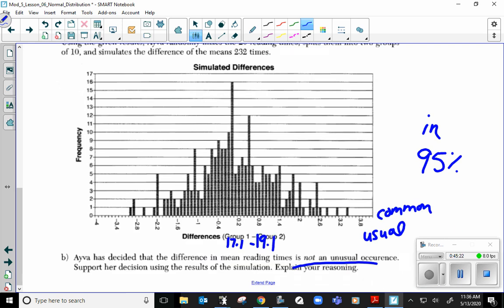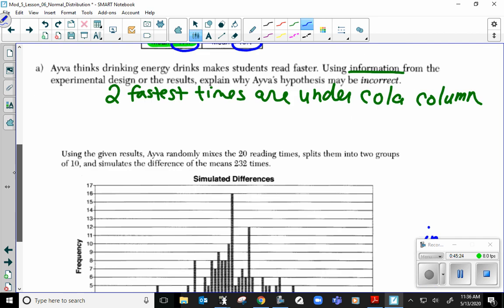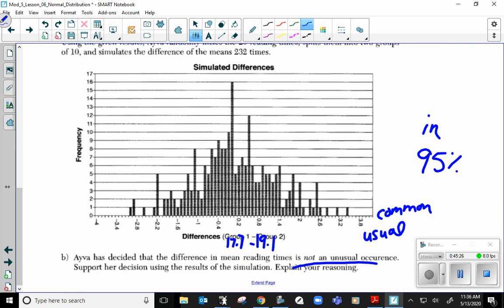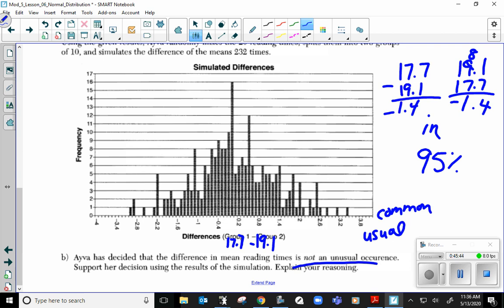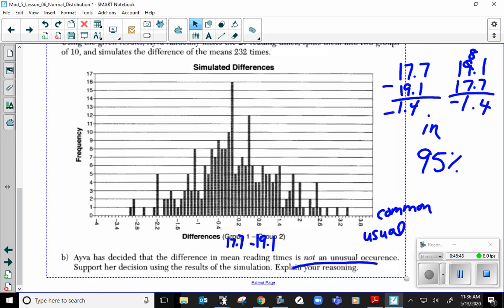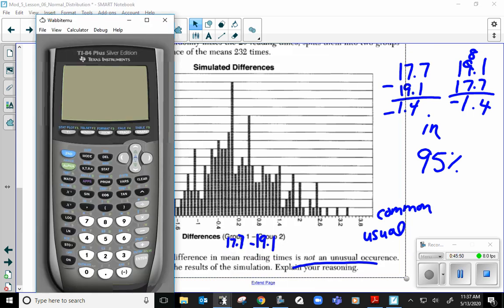Was that 17.7? Yep, 17.7. So if I take the 17.7 and subtract 19.1, I get negative... why don't I just do it this way and then make it negative? That's a 4, that's an 8, 1.4, negative 1.4.